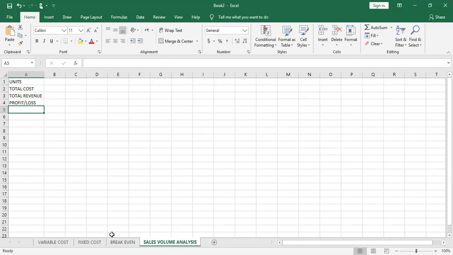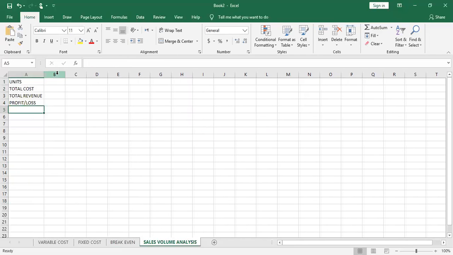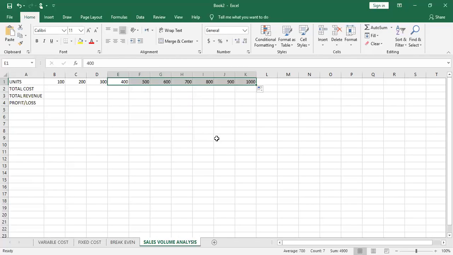You see the unit, we're given only units sold of 1,000, right? And this 1,000 units sold is going to be divided into 10. So if you divide 1,000 into 10, it gives us 100. So it means that you have 100 here, 200, 300, 400, up to 1,000. Okay, so let me pick this 2 and continue to drag up to 1,000.